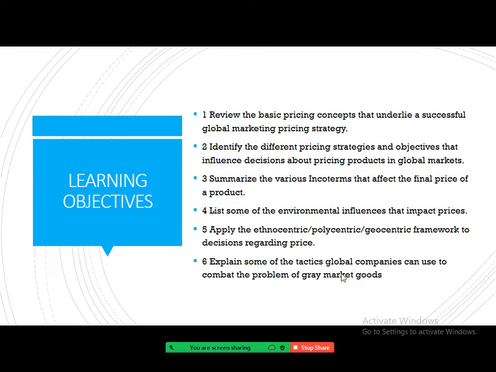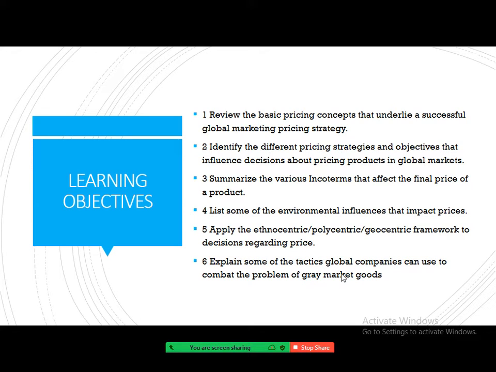Then we'll summarize the various costs that affect the final price of the product. We'll list some of the environmental influences that impact prices. Apply the ethnocentric, polycentric, geocentric framework to decisions regarding price. We'll explain some of the tactics global companies can use to combat the problem of grey market goods.